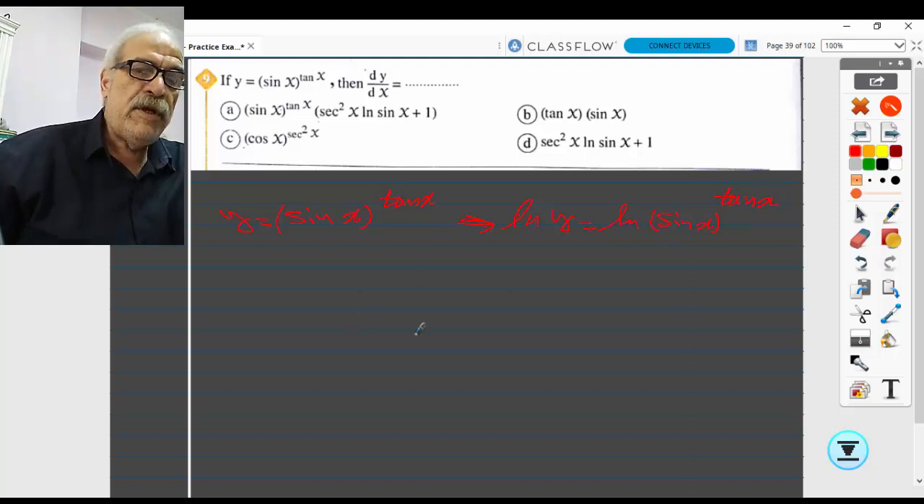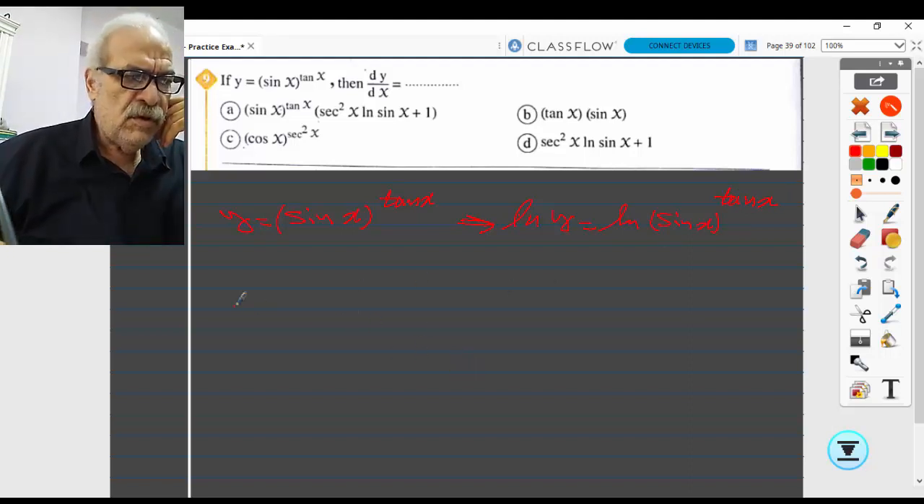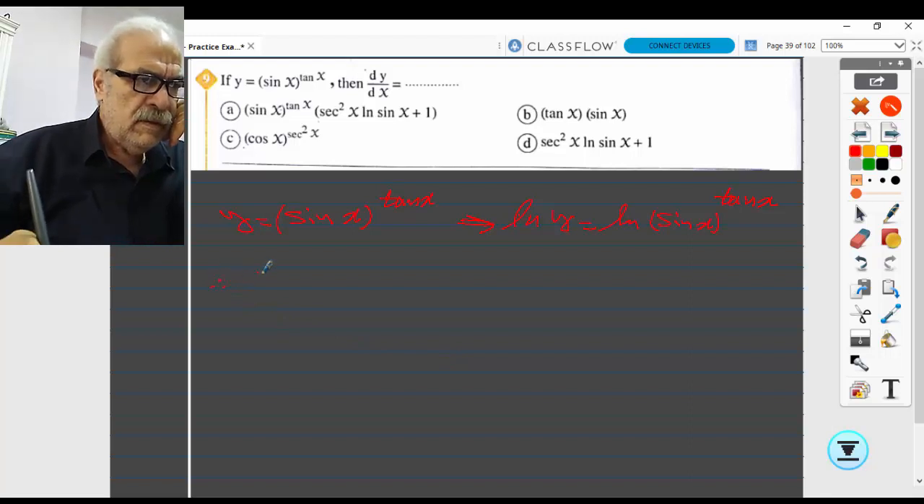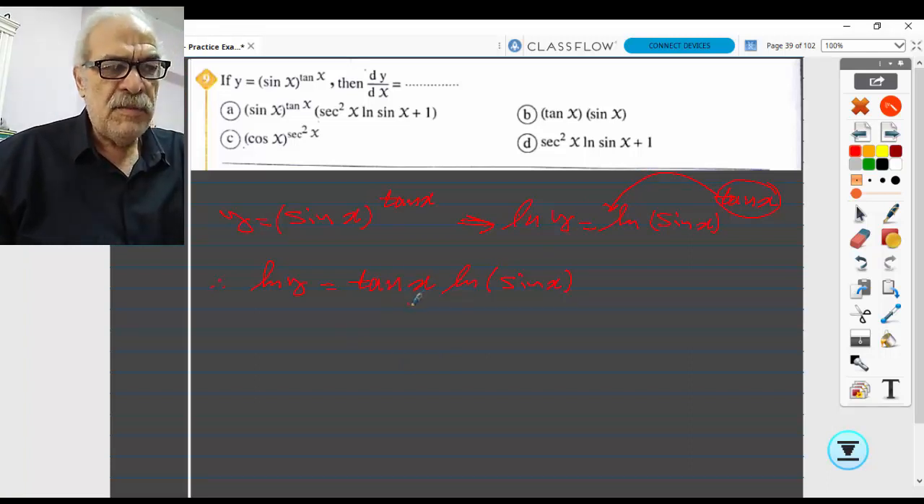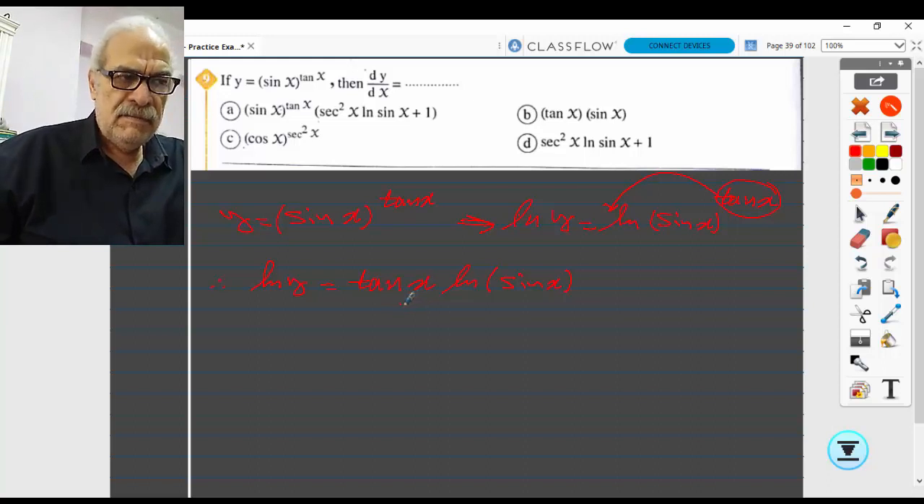And we'll use the properties of logarithm. So ln y, before we make any derivative, equals tan x ln sine x. Okay, we take the power here out of the natural logarithm. So we have tan x multiply ln sine x.